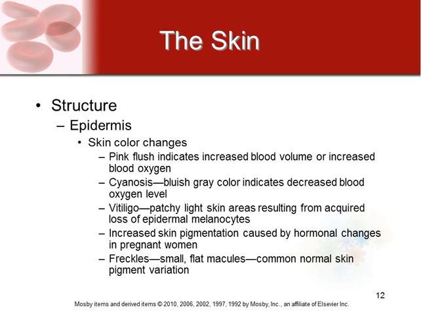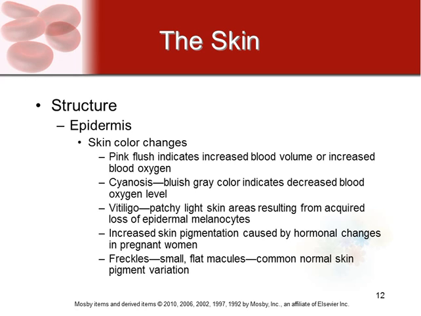And then you can also have vitiligo. And that's a patchy light skin area, which is when you've lost some of the epidermal melanocytes. So they're little spots where you just don't have that same brown pigment. It's the little light areas. People can also have increased skin pigmentation, and that can be caused some by normal hormonal changes, like a lot happens in pregnant women. They get some increased skin pigmentation in certain areas, especially on their face sometimes.